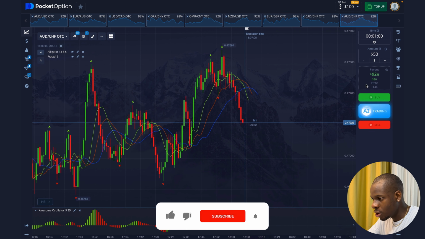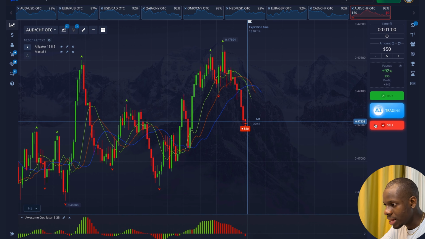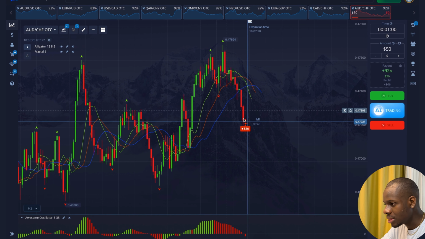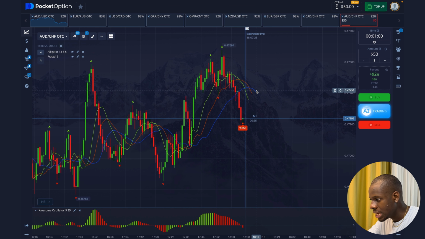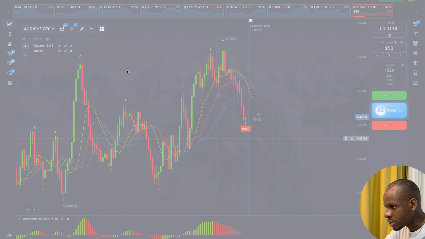Okay, guys, so I just got the first entry. Didn't take so long to appear actually. I took a sell position here. First of all, we can see a cross of the alligator lines. Now, there might be some pullback actually because of how impulsive this down move happened, but hopefully we're still able to close in a profit.